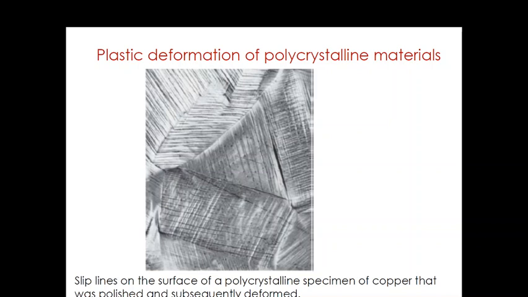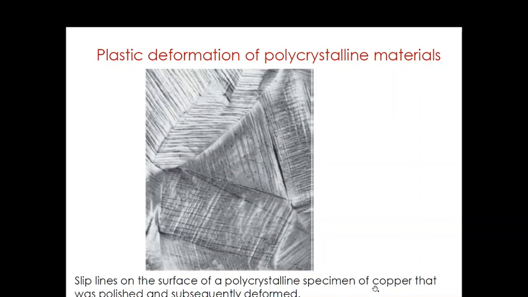Plastic deformation of polycrystalline materials. Deformation and slip in polycrystalline material is somewhat more complex because of the random crystallographic orientations of the numerous grains. The direction of slip varies from one grain to another. Dislocation motion occurs along the slip system that has the most favorable orientation, as defined earlier.